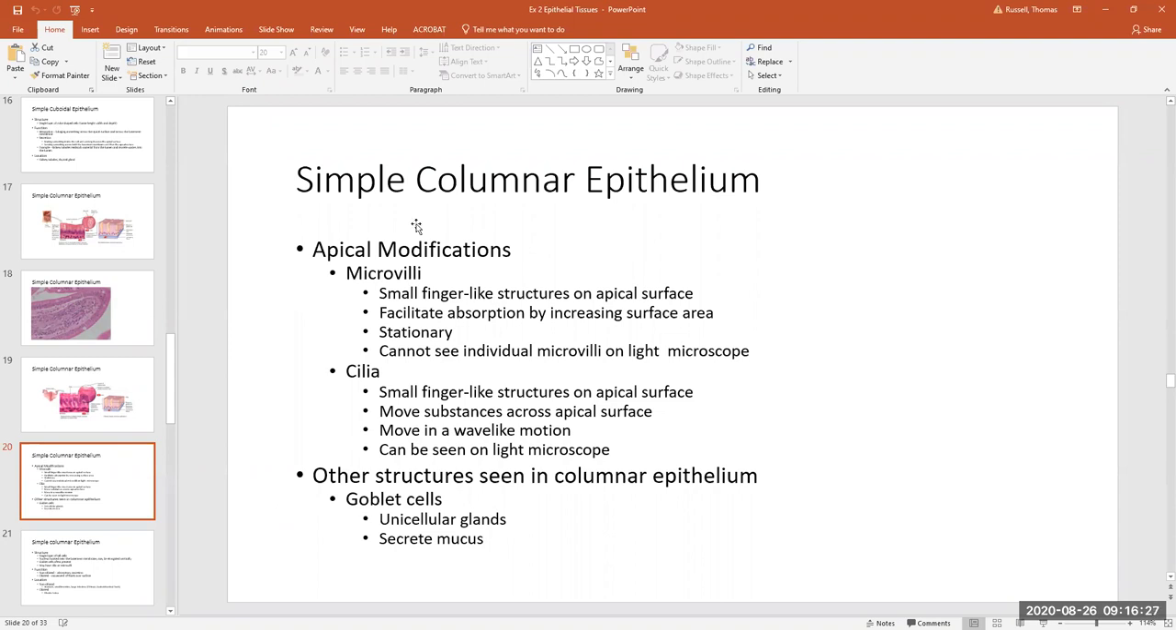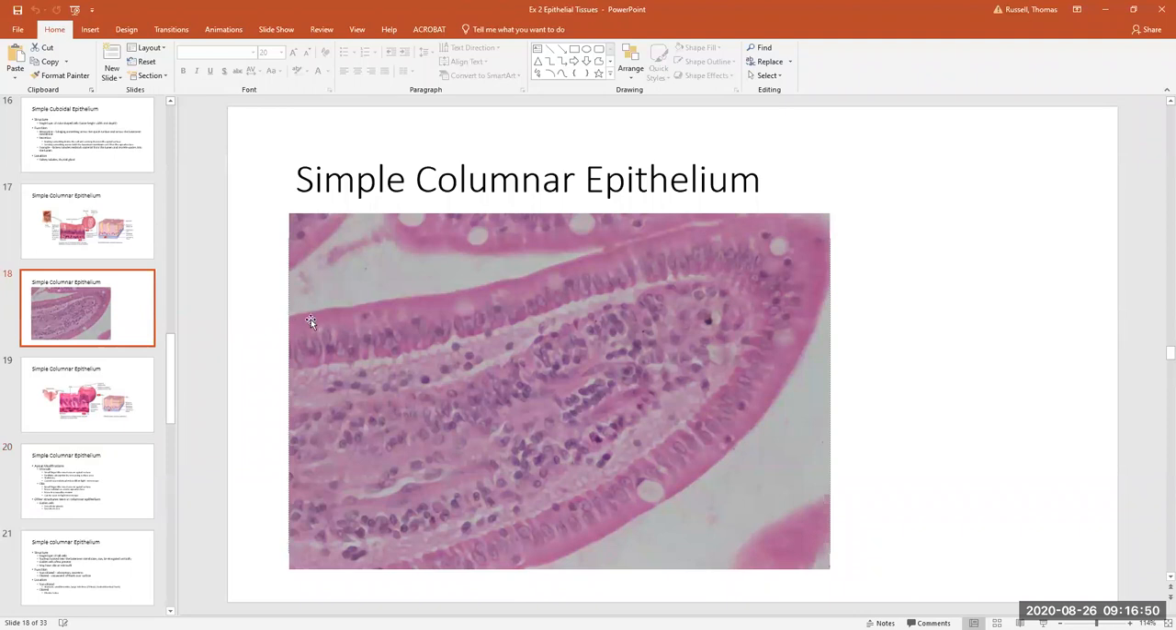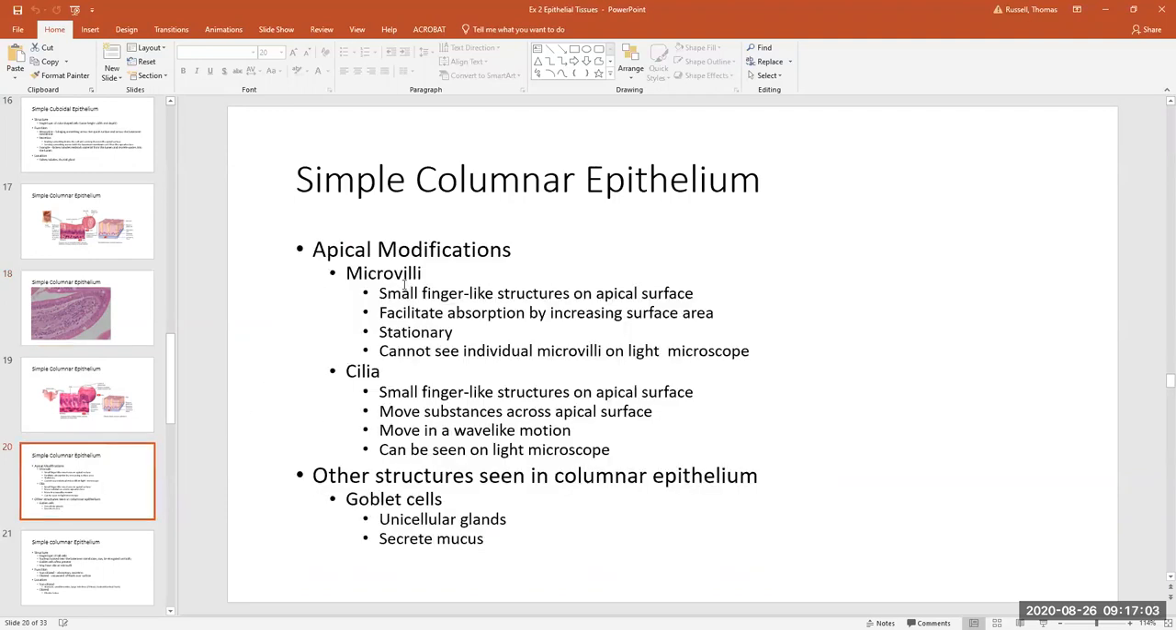So here are just some specializations. At the apical surface, we could have an increase in the membrane surface area, invaginations called microvilli. Little bitty finger-like structures on the apical membrane. It helps increase the absorption of nutrients in the case of the small intestine, because the very top of the cell is where you absorb your nutrients from. So if we have more membrane surface area up here, that means you can absorb more nutrients quicker. And so that's part of that specialization with microvilli.